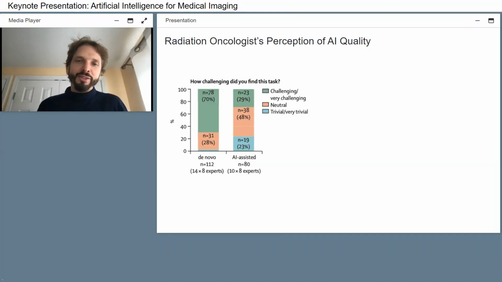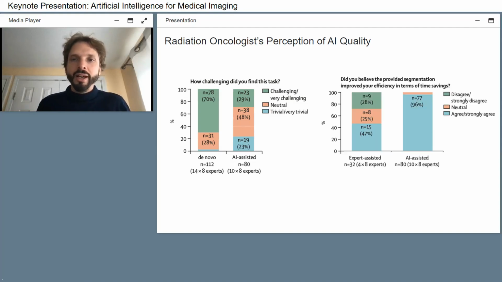And this is really interesting. De novo, so before AI, without AI, we saw that 70% of the cases were found to be very challenging. But the moment that AI assistance was introduced, we found that only 29% of the cases were still challenging, and the rest were neutral or trivial. So this really means that if you use AI, the job of the oncologist becomes easier. They find it less challenging, which is also a good thing. And they liked using these tools in clinical practice.